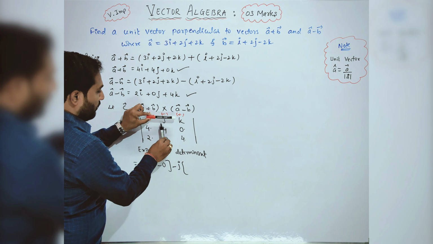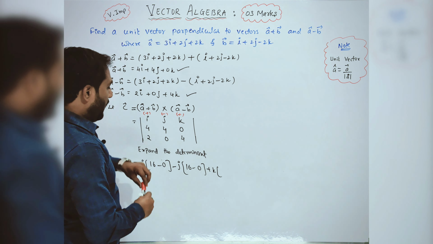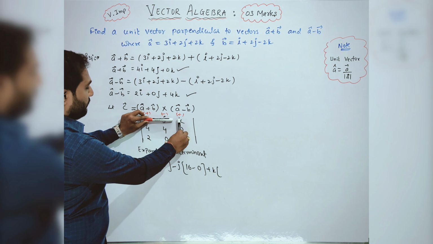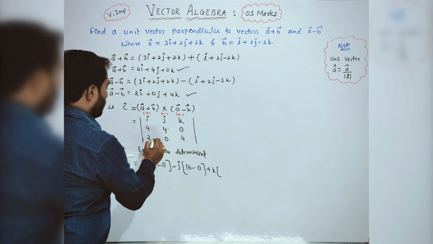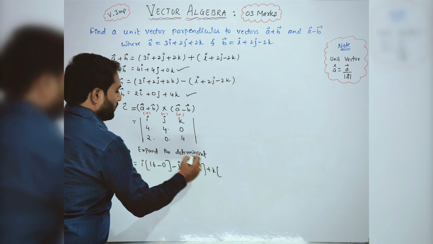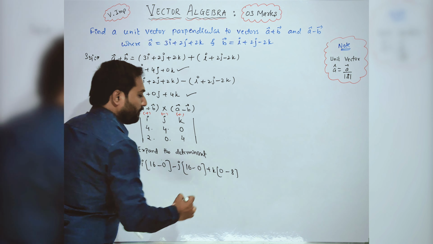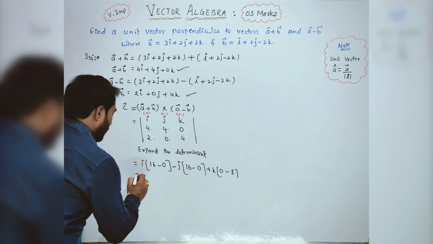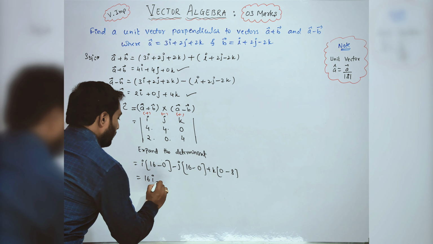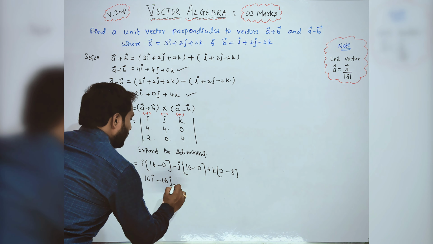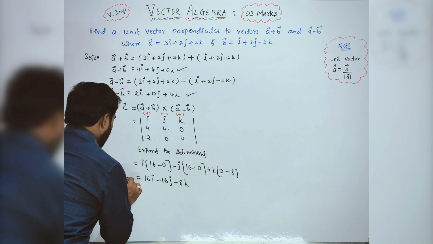Next, plus k. Again, close its column and its row. These are the 4 elements. Left minus of right: left 4 into 0 is 0, minus 4 into 2 is 8. Let us simplify. This is 16i minus 16j minus 8k. This is your vector C.